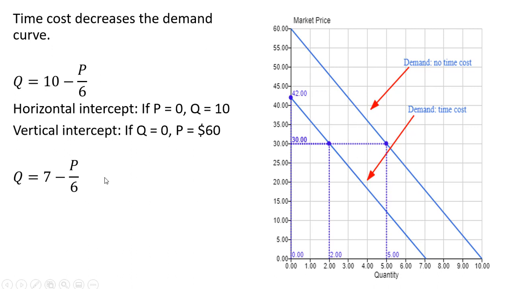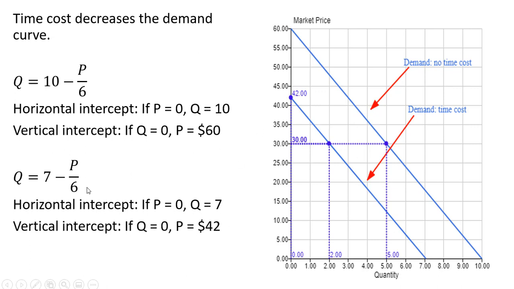Now when we incorporate the time cost, we found our new demand equation. And once again, we're going to graph that, finding the horizontal intercept. If P equals 0, Q just equals 7. Point down here. And to get the vertical intercept of $42, we're going to set Q equal to 0, and we're going to just solve this equation then. So when Q equals 0, we're going to get 7 times 6, or a price of $42.